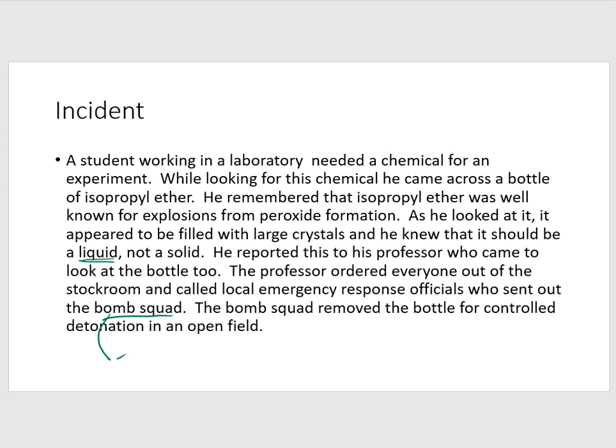And part of the reason is they could have looked at the SDS sheet, just like the SDS sheet told them that it was a liquid, and just like the SDS sheet warned them about the peroxides, and just like the SDS sheet warned them about the explosiveness. So they sent out a bomb squad, and the bomb squad removed the bottle for controlled detonation in an open field. So first off, if you don't get it by now, there's quite a bit of information in the SDS.